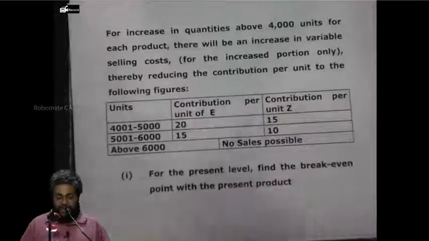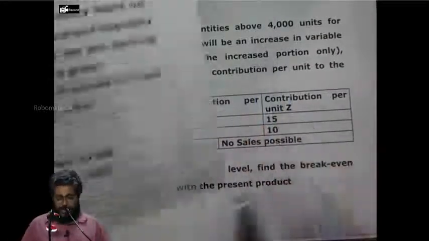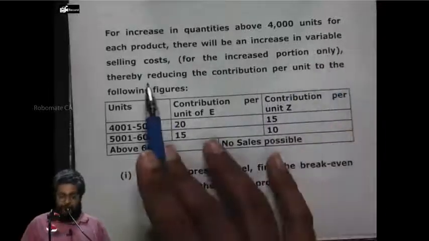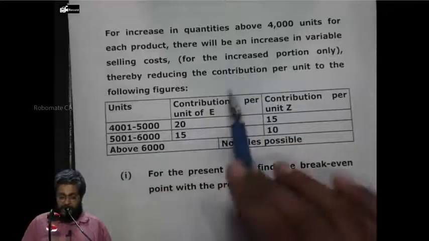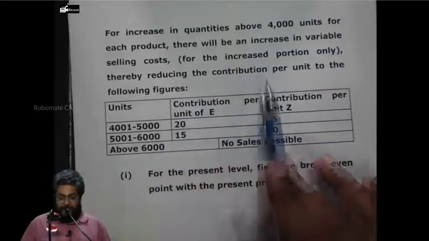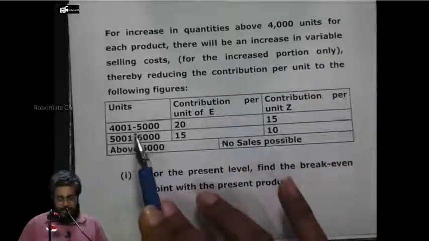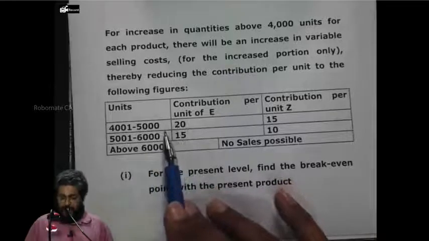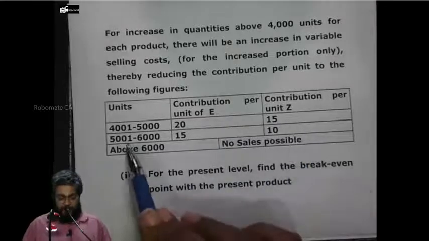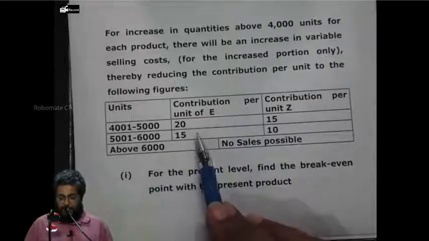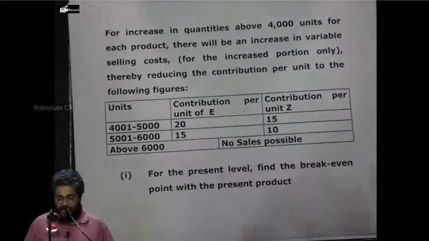And the units have been given. For increase in quantity above 4,000 units, for each product, there will be an increase in variable selling cost for the increased portion only, thereby resulting in the contribution per unit being the following figures. If I want to sell more than 4,000 units up to 5,000 units, E contribution is 20, Z contribution is 15. Above 5,000 up to 6,000, E contribution is 15, Z contribution is 10. Above 6,000, not at all possible.